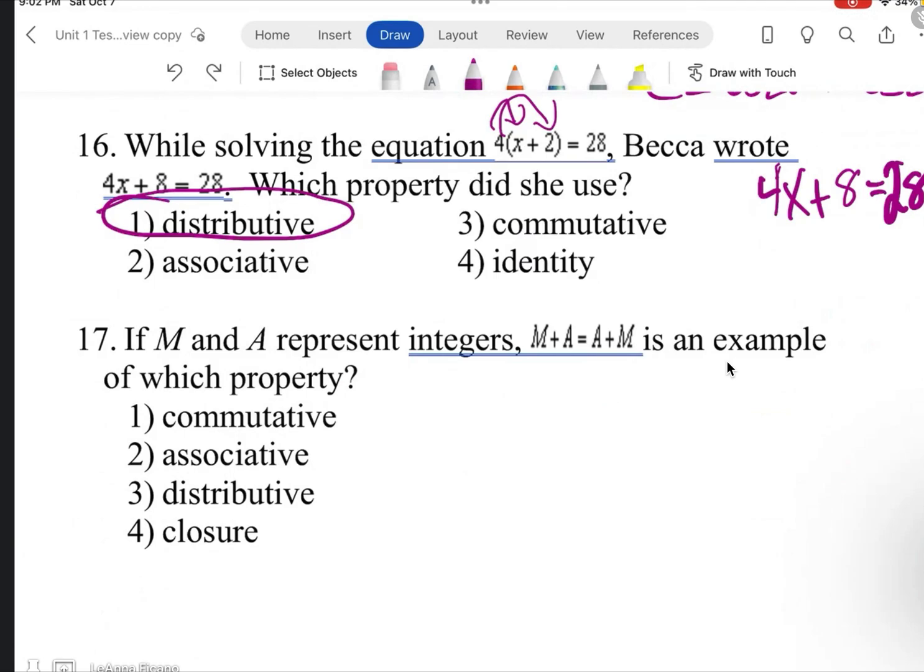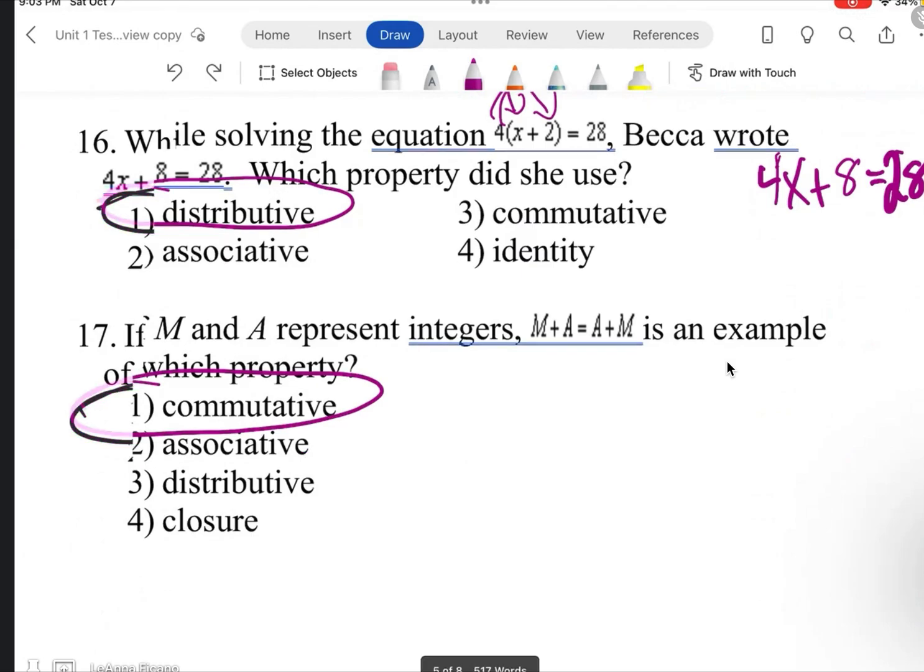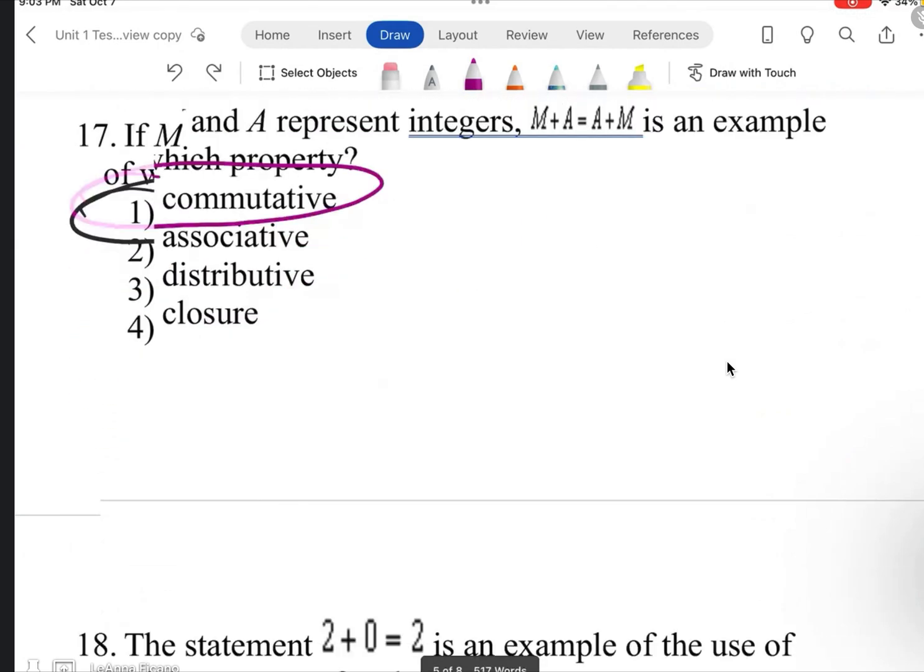Okay, number 17. If m and a represent integers, m plus a equals a plus m. This is an example of which property? Easy peasy, commutative. They just switch around the positions of the terms.